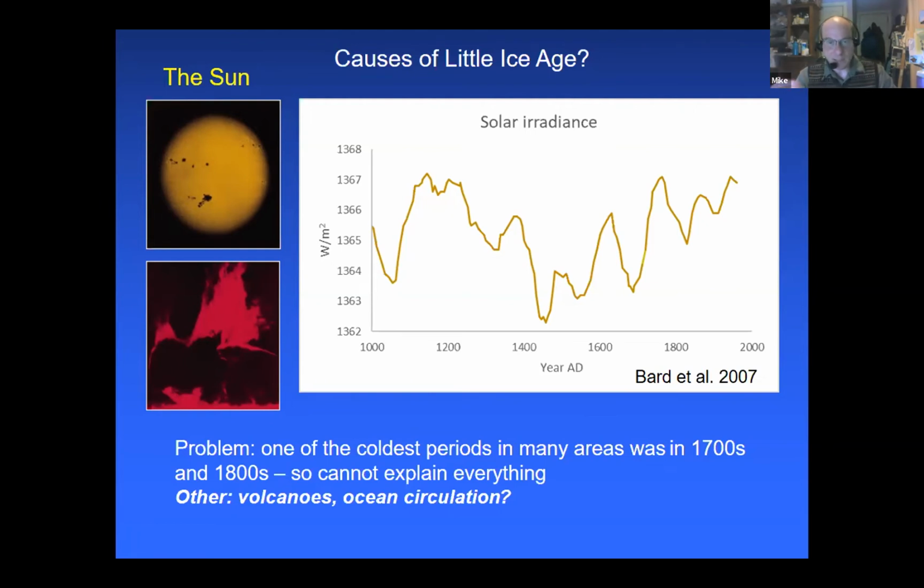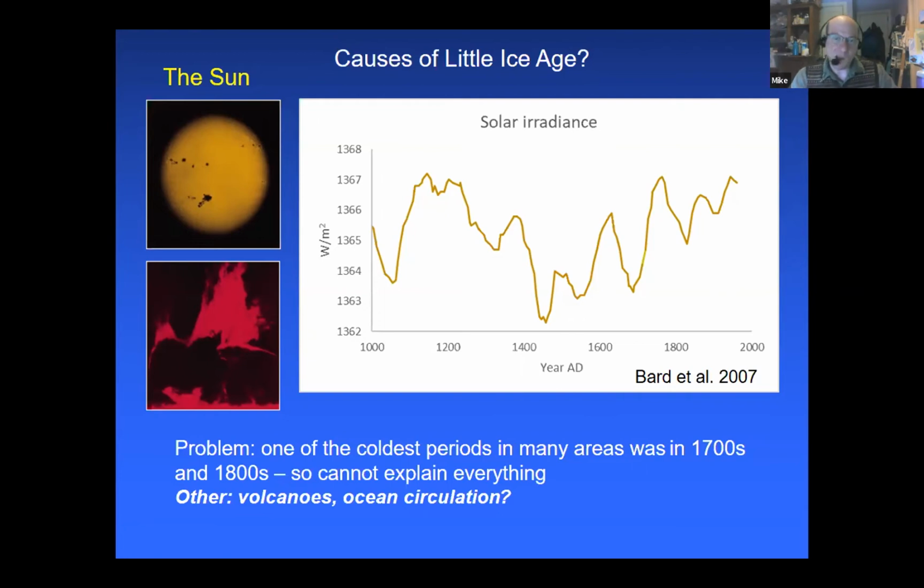Not everywhere. Interestingly, in most parts of Europe, it was actually later in the 1700s and 1800s. And so how much energy we get from the sun, how much heat the Earth receives from the sun, can't explain everything about the Little Ice Age. It can explain some of it. Also, these changes are not large enough to create as much temperature change as we've documented.